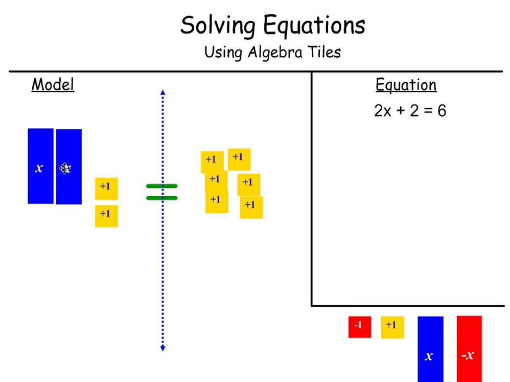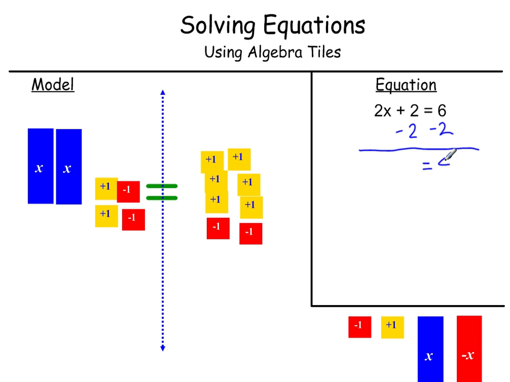So what do we need to do? We need the x's by themselves. So I've got to add 2 reds to each side of my equation. And let's demonstrate that by hand as well. We're subtracting 2 from each side. That leaves me 2x, so these guys cancel out, and 6 minus 2 is 4. So let's demonstrate this on our map.